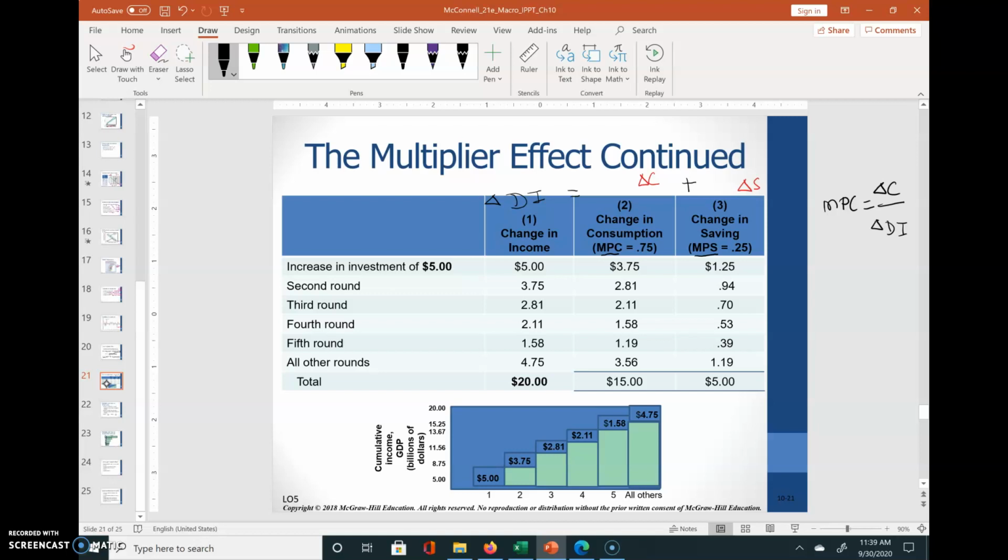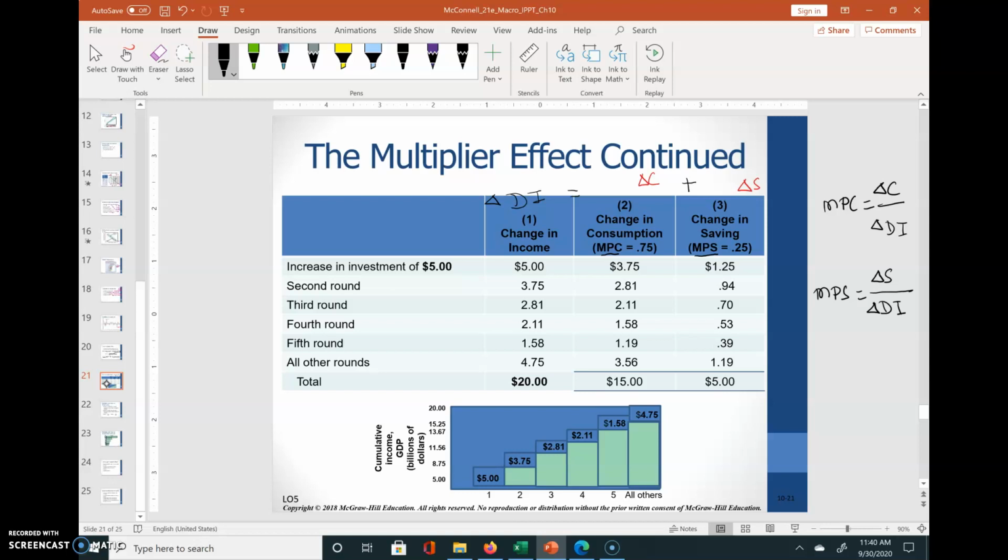Now here given to us is MPC is equal to 0.75 and MPS is equal to 0.25. Do you remember how we defined MPC and MPS? MPC is equal to change in consumption over change in disposable income. MPS is equal to change in savings over change in disposable income.